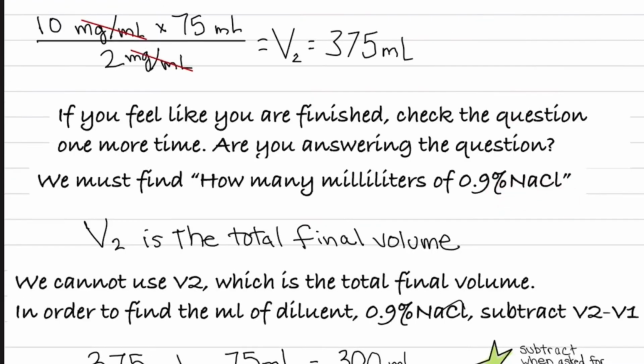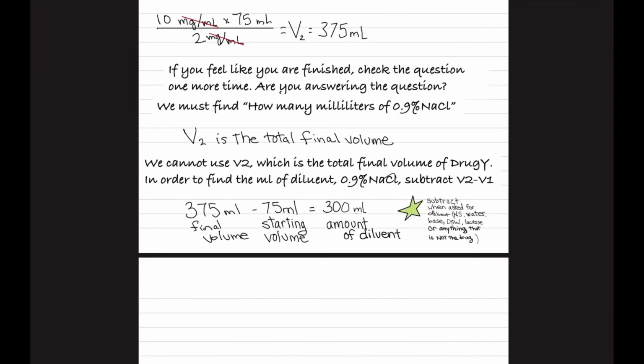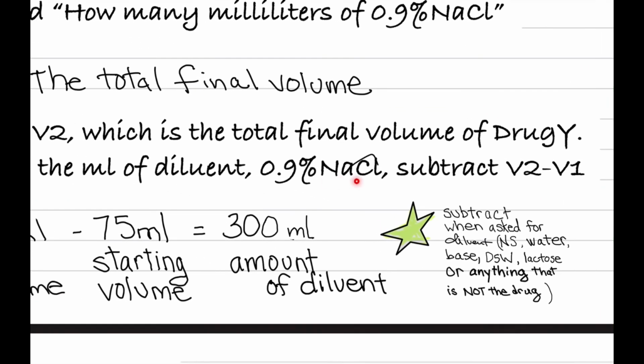We cannot use V2, which is the total final volume, as the milliliters of diluent, 0.9% NaCl. We subtract V2 minus V1. We had our V2, 375 mLs as the final volume, minus 75 milliliters, which was found to be the starting volume. When we subtract, we get 300 milliliters, the amount of diluent in this case, sodium chloride.